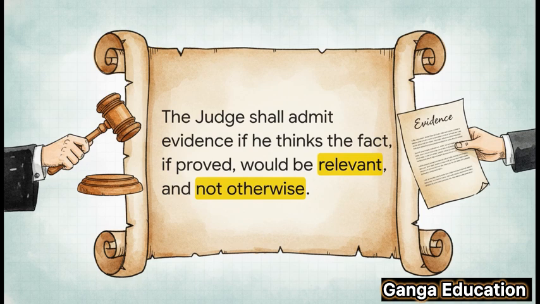So let's look at the language of the Act itself. Subsection 1 makes it very clear. When a lawyer wants to present a piece of evidence, the judge can ask them, how would this fact be relevant if you manage to prove it? And only if the judge is satisfied with the answer will the evidence be admitted. Otherwise, it's rejected. In simple terms, you prove its relevance, your evidence gets in.